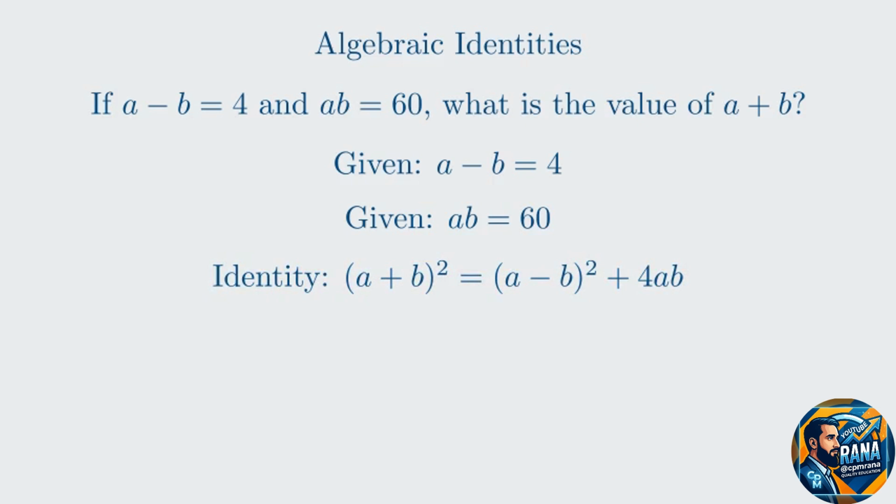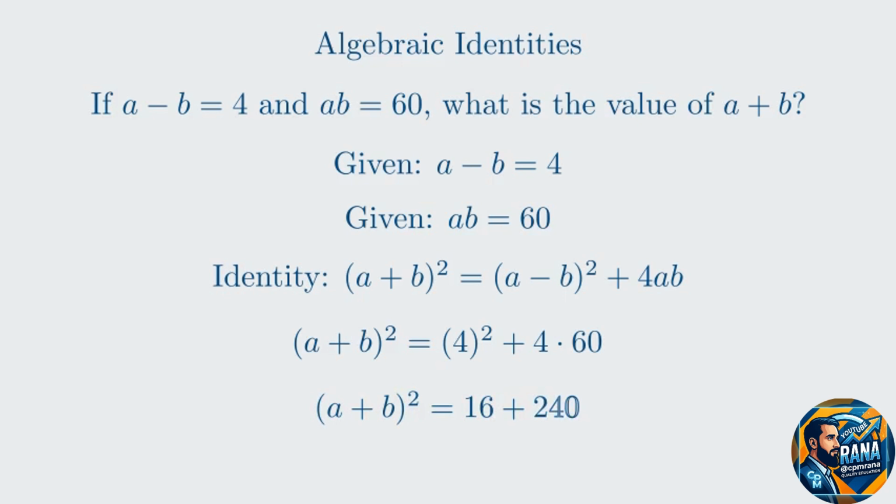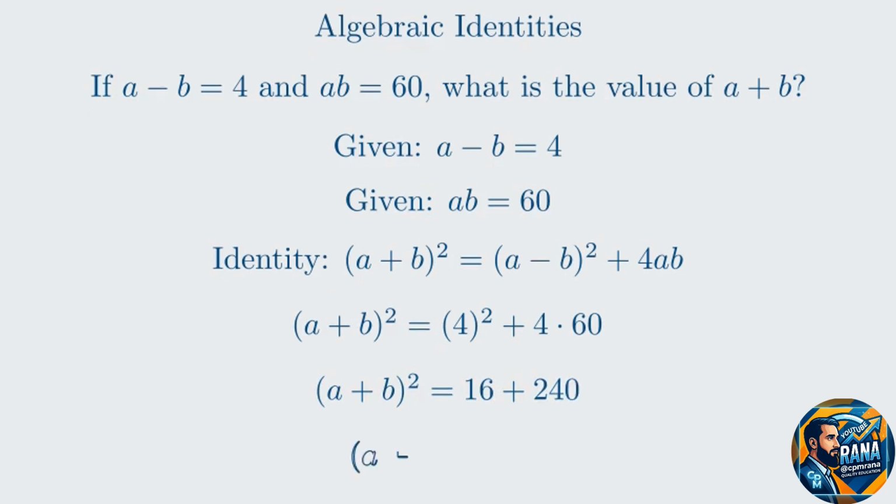Now, let's substitute our known values into this formula. Since a minus b is 4, we replace that term with 4 squared. And since a times b is 60, now we perform the arithmetic. 4 squared is 16, and 4 times 60 is 240. Adding those together, we find that the square of a plus b is 256.